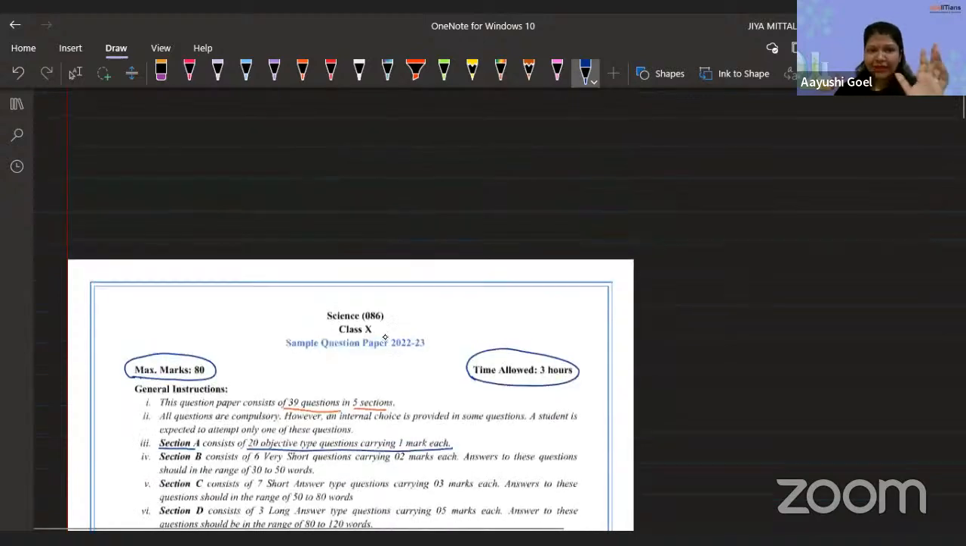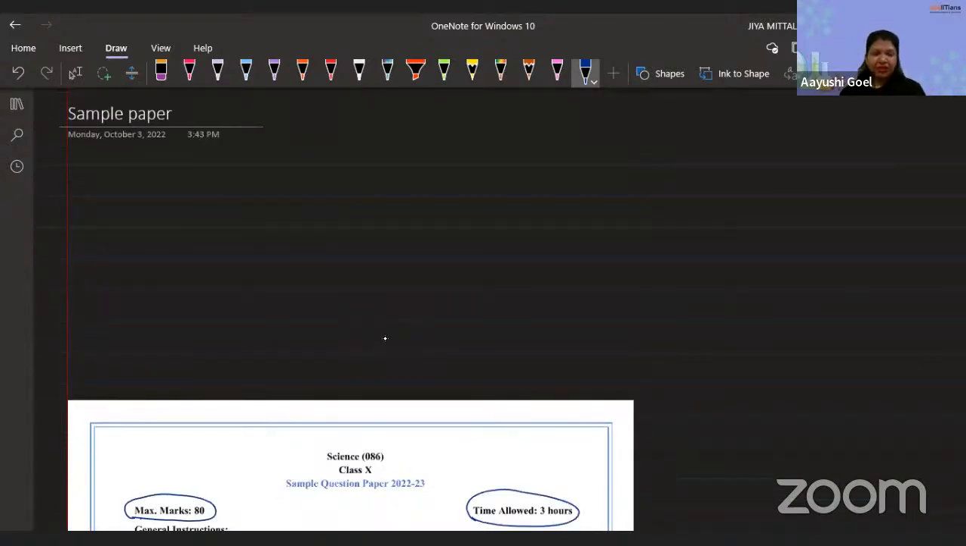Before starting this paper, there's one thing I would like to share with you: almost October has started, and we have only October, November, and December, that is 3 months, left with us.